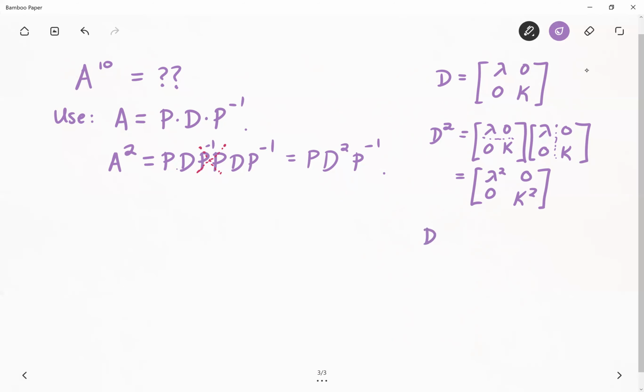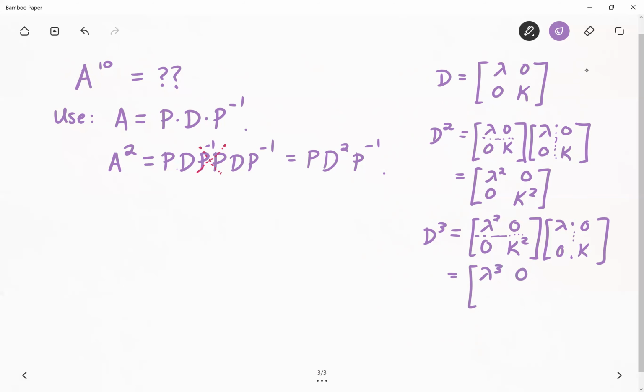And in fact, if you do any power of a diagonal matrix, and if we did D cubed, we take D squared times D. Again, the math works out very nicely. You're going to find that you get lambda cubed, 0, 0, and kappa cubed. And similarly, again, not too bad calculating the square of D.